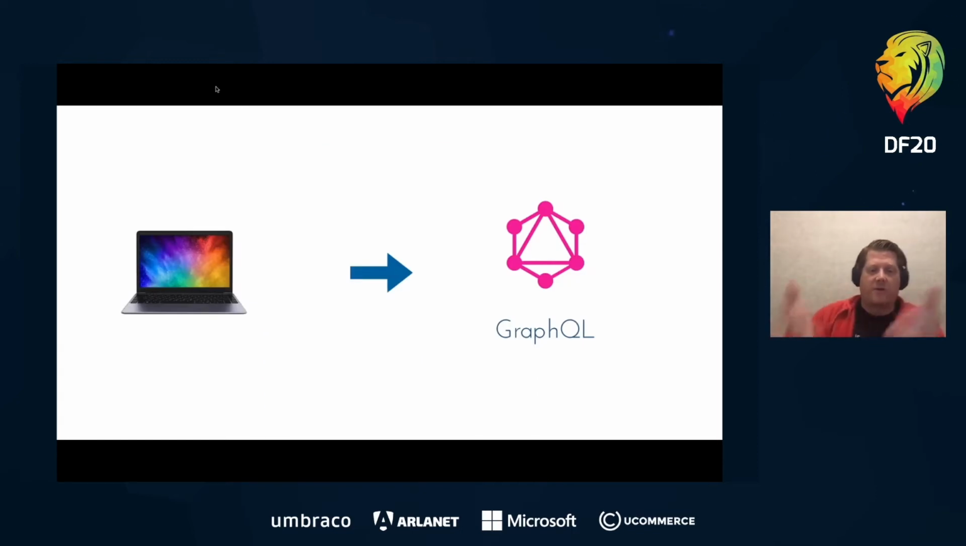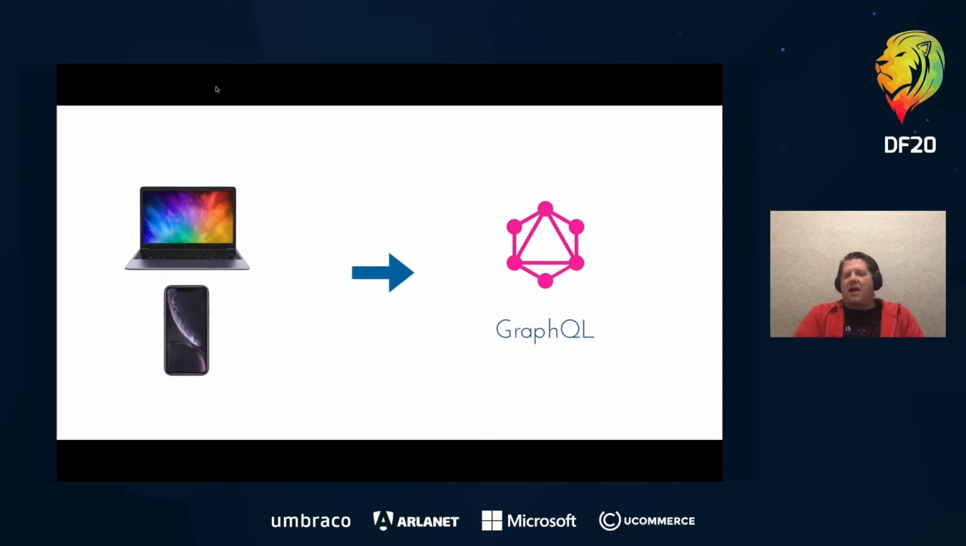So first and foremost, this is how most applications are built today, right? You've got a web browser or a laptop that connects to a backend API. So in this case, GraphQL, and that's how things work. But more and more over time, it's changed a little bit. So now you've got phones, you've got apps, native apps that hit that same API.